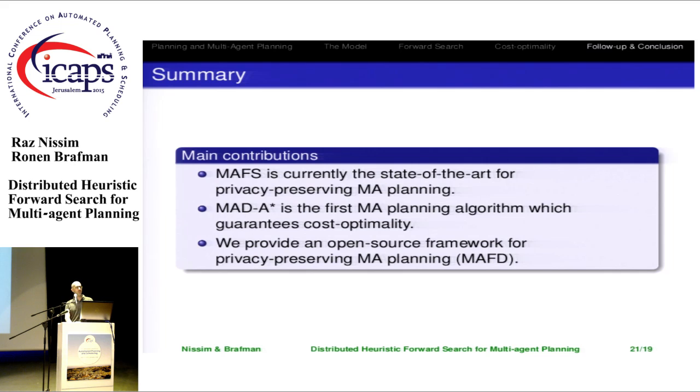So to quickly sum up, at least at the time when this paper was written, this was the state of the art for privacy-preserving multi-agent planning. And MAD-A star, which is the cost-optimal version of this, was the first such algorithm that solves cost-optimal privacy-preserving planning. But this may not be true after the multi-agent planning competition.